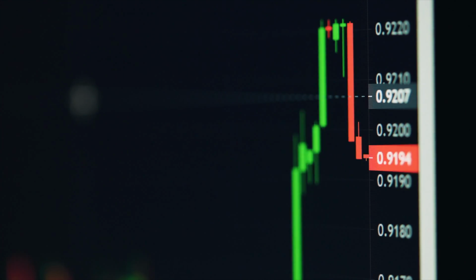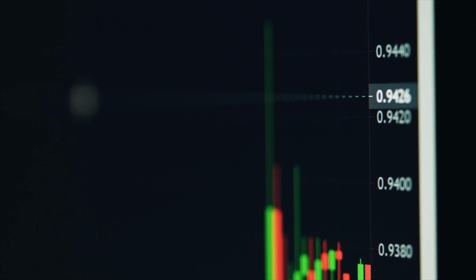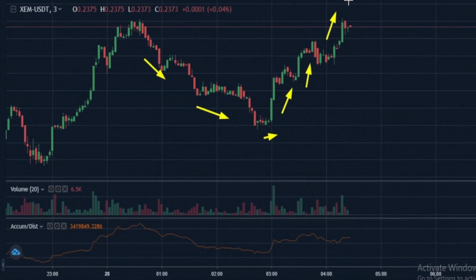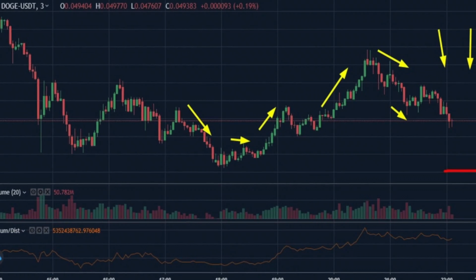Phase D. As the composite operator continues to sell, the price breaks down the previous range. Volume and volatility increase. There might be a correction to the upside where previous support acts as resistance. This correction is called a bear market rally or a bull trap.